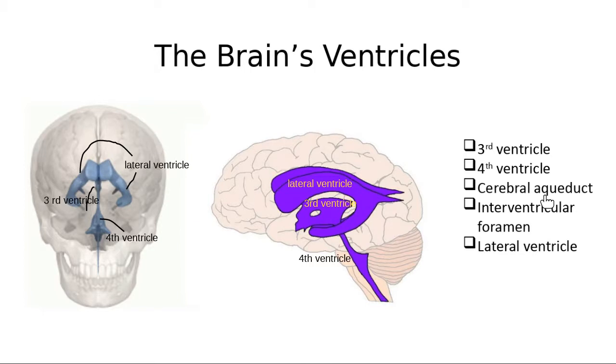So the Cerebral Aqueduct, see this tube right here that goes between the third ventricle and the fourth ventricle. This long tube that kind of looks like a neck or something like that. This long tube is that cerebral aqueduct. The cerebral aqueduct connects the third ventricle to the fourth ventricle. It's this tube that we see here.